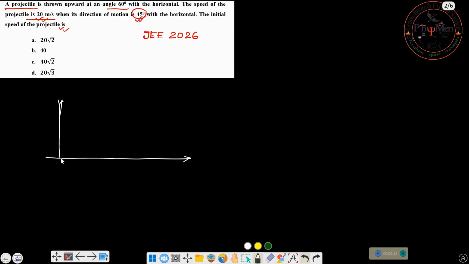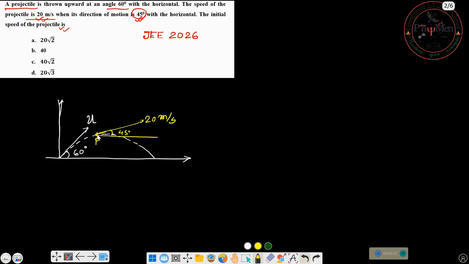So this angle is 60 degree, the angle of projection. It is making an angle 60 degree with the horizontal. We don't know the initial speed, right? But we know the speed at some point. Let me take that point to be this one, anywhere, which is making an angle of 45 degree. Let me call this point P, where its speed is 20 meters per second.